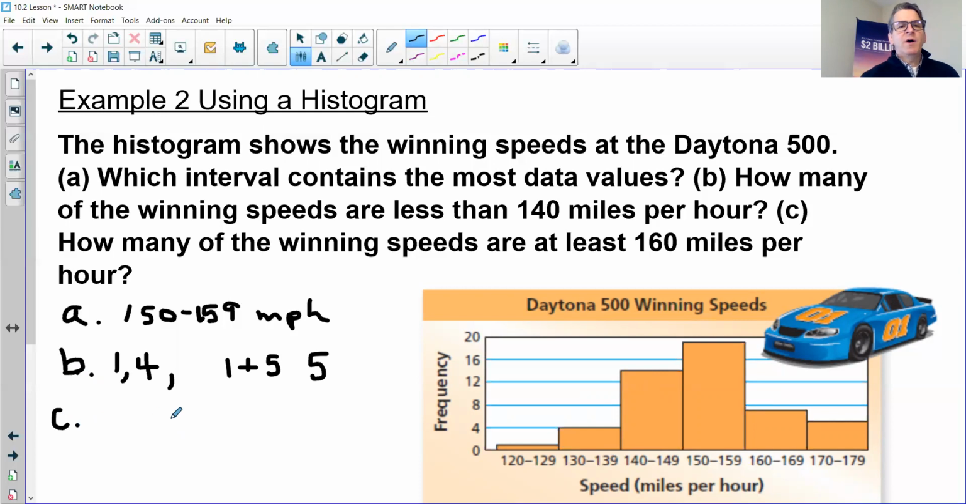And letter C, how many of the winning speeds are at least 160 miles an hour? And we have 7. So we have 7 right here, plus 5 would be at least. Okay, so you have to include the 160 to 169 plus the 170 to 179, and that would be 12. That's using a histogram.